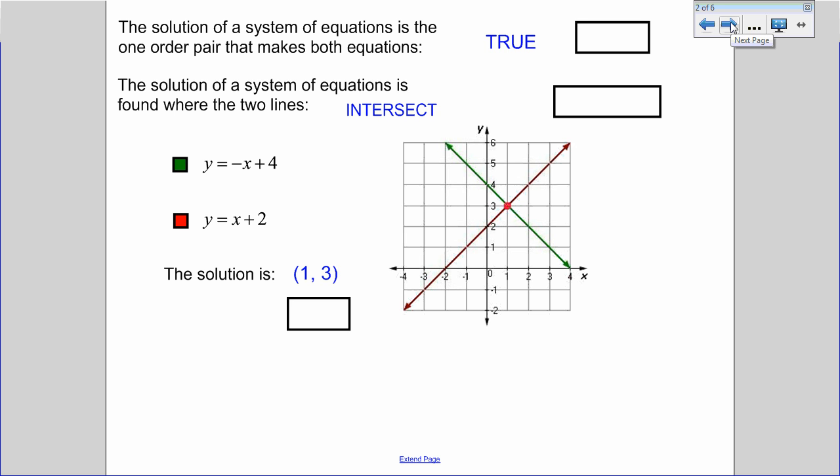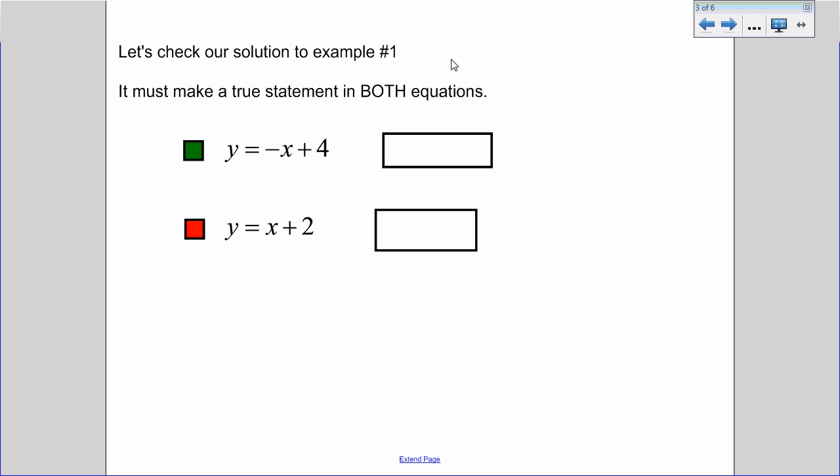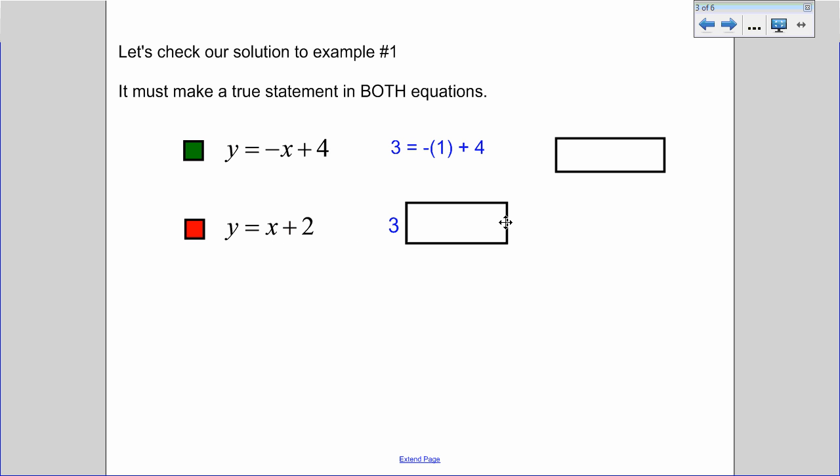So one of the things we want to do is we want to be able to check our solution. We want to check and make sure it makes both equations true. And so what we're going to do is plug 3 in for y and 1 in for x. So we end up with 3 equals negative 1, when you plug 1 in for x, leaving the negative sign there, plus 4. Negative 1 plus 4 is equal to 3. That's a true statement.